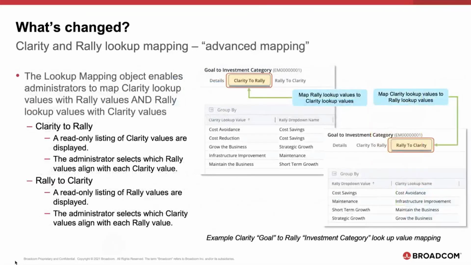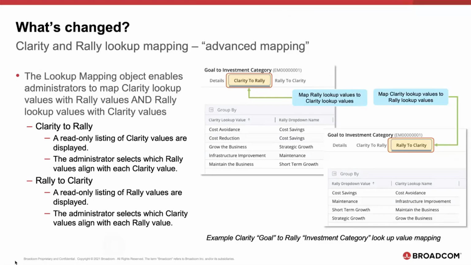Well, what if you don't want to use the same exact Rally values in Clarity? For example, Clarity's goal attribute already has its own set of lookup values, which is different from another lookup value in Rally. So in this case, the new lookup mapping capability allows you to map the Clarity lookup values to Rally lookup values for the chosen lookup. So consider the field mapping of the Clarity goal and its lookup values to the Rally investment category and its lookup values. They both have a unique set of values.